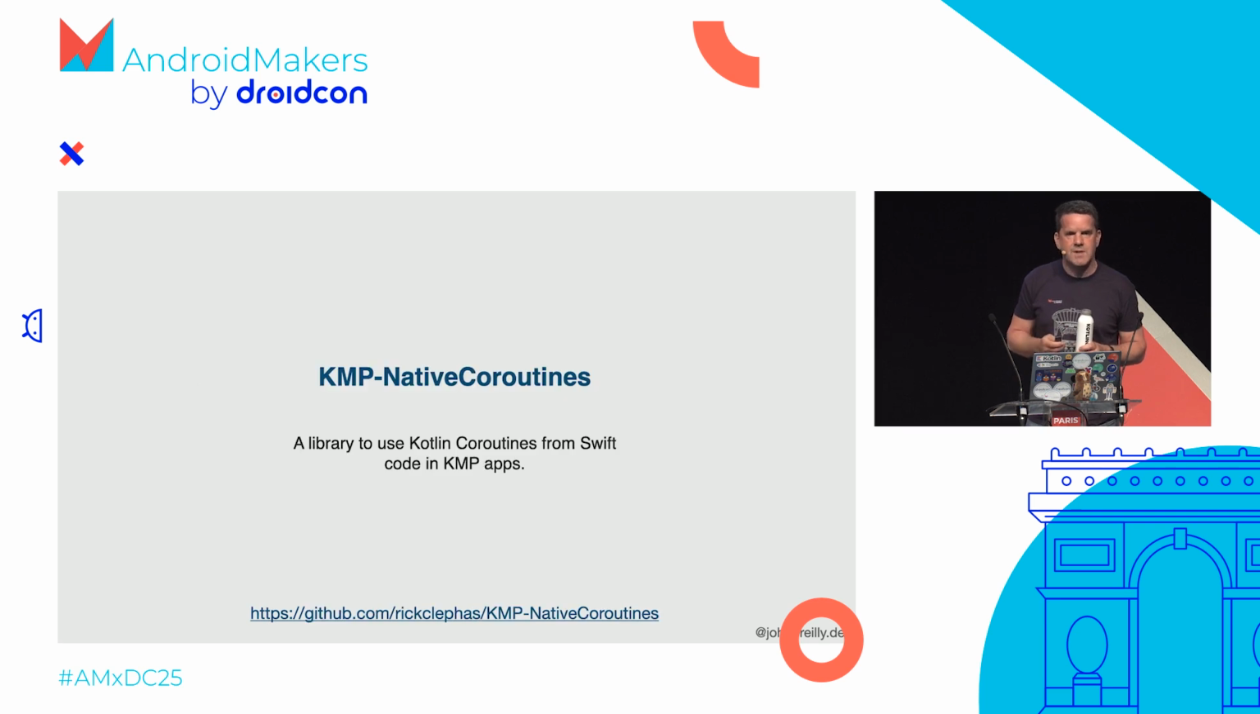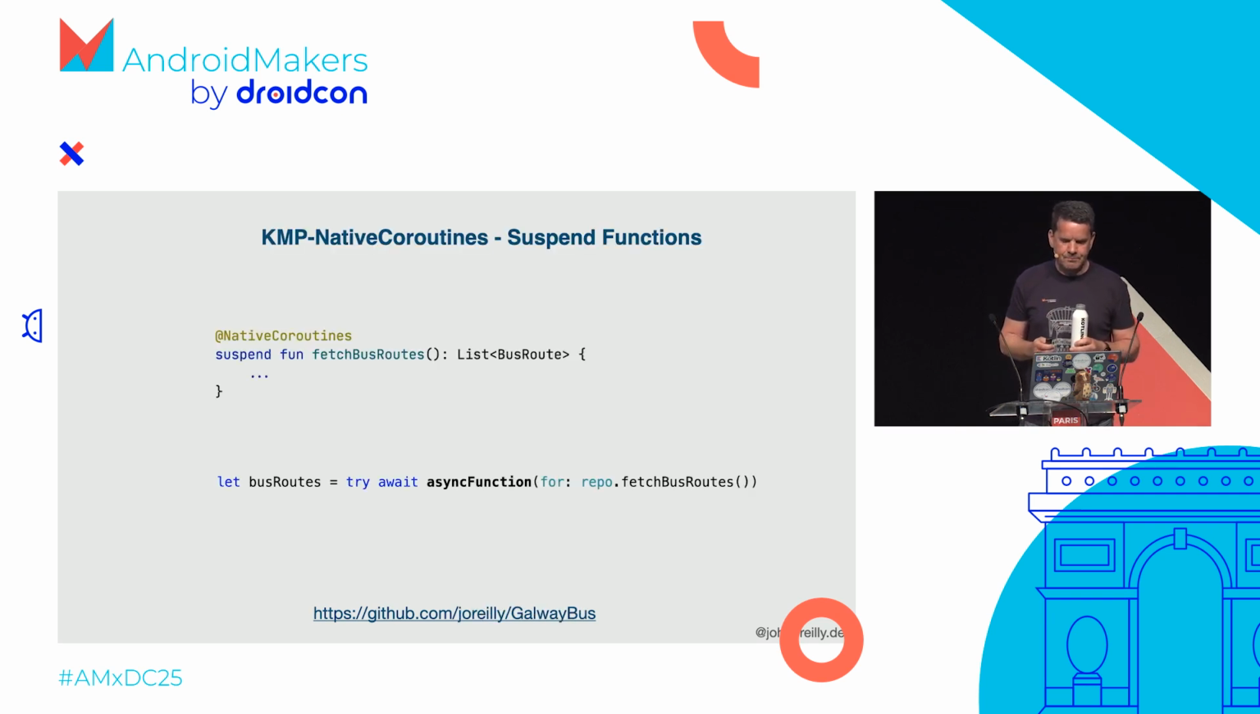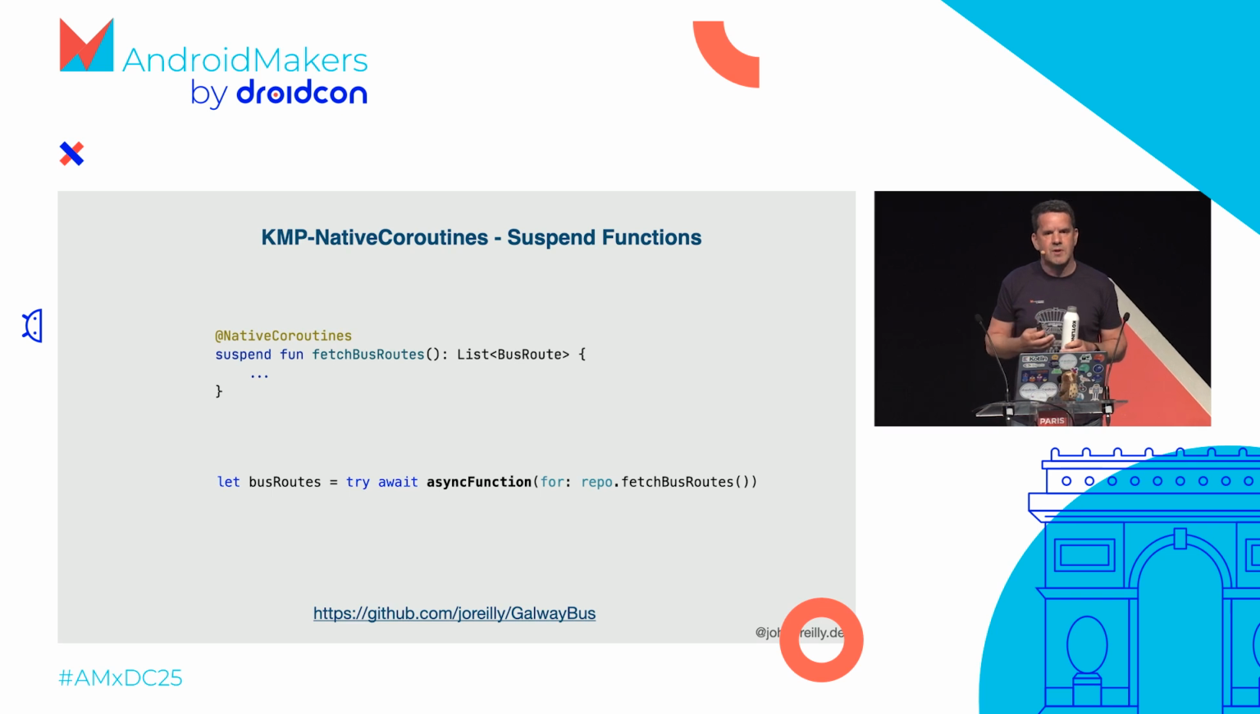First of these alternatives is the KMP Native Coroutines library. It was one of the first solutions created for providing interop for both suspend functions and flows. For suspend functions, we just need to annotate our Kotlin functions with @NativeCoroutines, and then use, in Swift, the library's async function to invoke, and can use then with Swift's await.